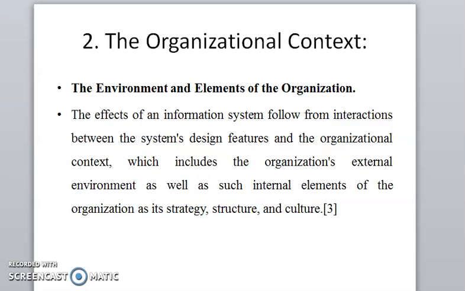Of particular interest is how the firm is situated in its external environment. For example, the competitive position of the firm, its relationship with customers, suppliers and its related technological capabilities. The external environment and the firm's position in it influence which information system a firm chooses to implement, the design features of those systems and their effects for the firm and the industry.